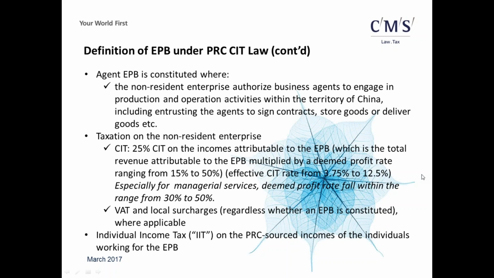we have a second type, an agent EPB, which means that the non-resident enterprise authorizes a business agent to engage in production or operation activities in China, including entrusting these agents to sign contracts or store goods or deliver goods on behalf of the foreign enterprise. In such a circumstance, the non-resident enterprise has constituted an EPB in China.